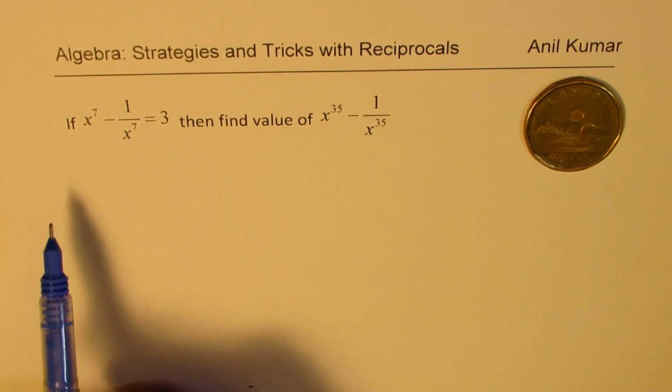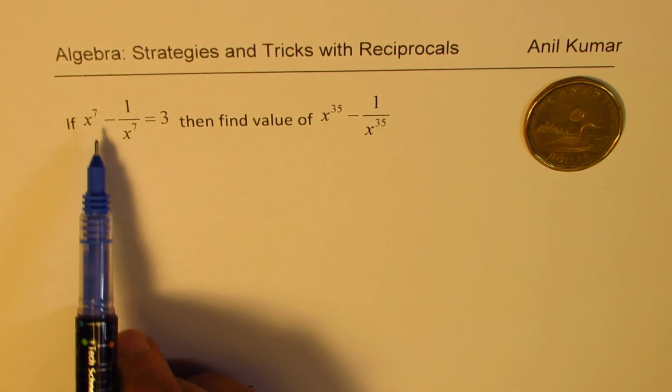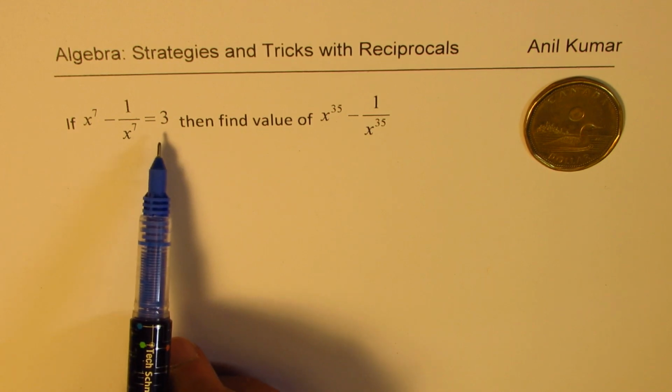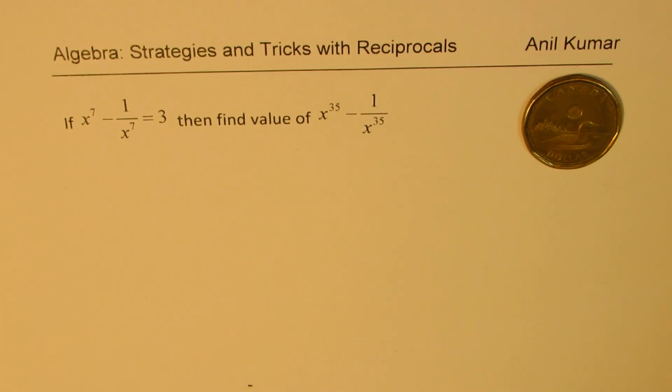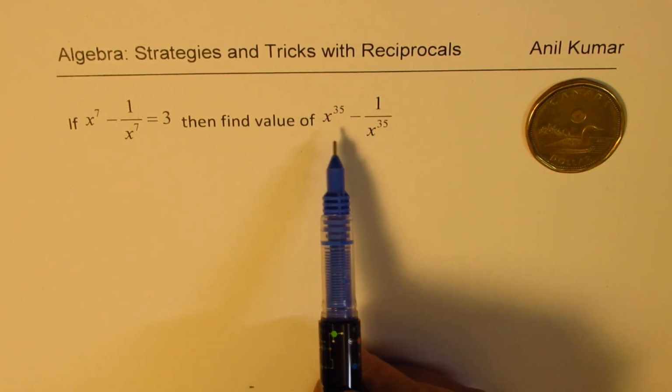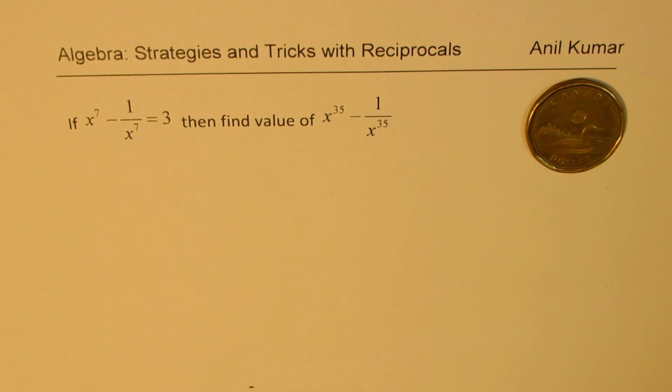However, here is a question: if x to the power of 7 minus 1 over x to the power of 7 equals 3, then find the value of x to the power of 35 minus 1 over x to the power of 35. I would like you to pause the video, answer this question, and then look into my suggestions.